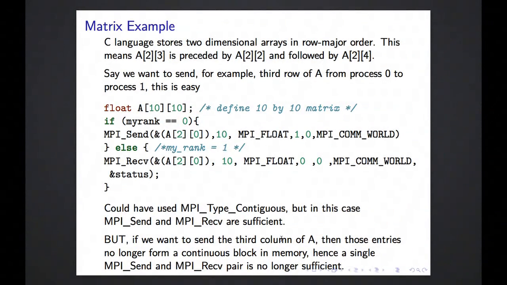So let's imagine that I have defined some matrix, a 10 by 10 matrix, and I want to send the third row of A from process 0 to process 1.